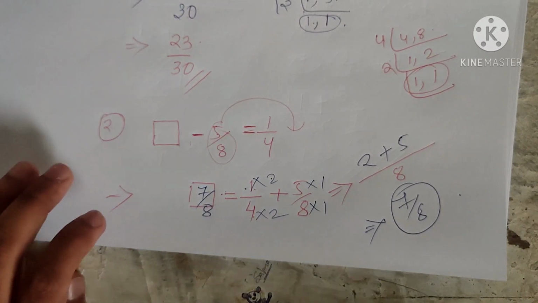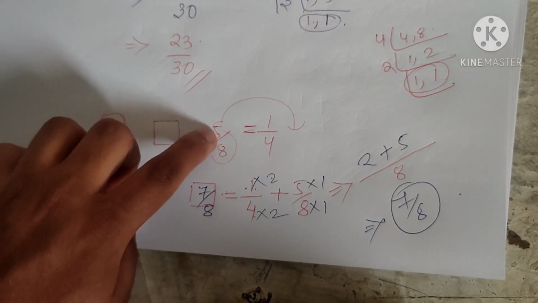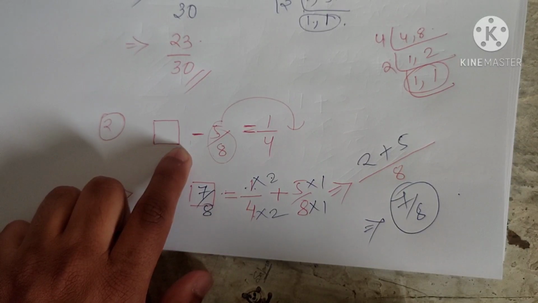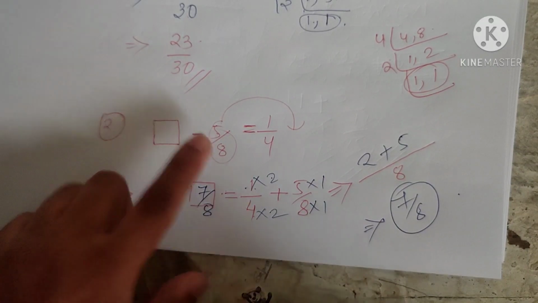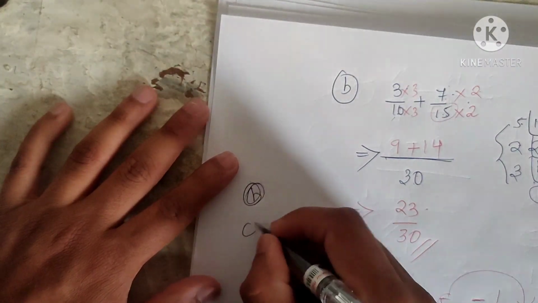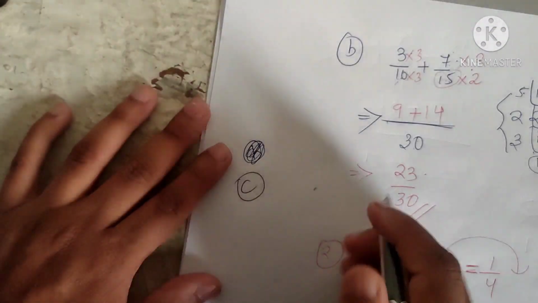So what you have to know in this type of question is that whenever you shift this number to the other side, keeping the box alone, the sign will change. Okay, B. Okay, I'll just show you. No, I'll show you C, because B is the same as A. I'll just show you how to solve C.